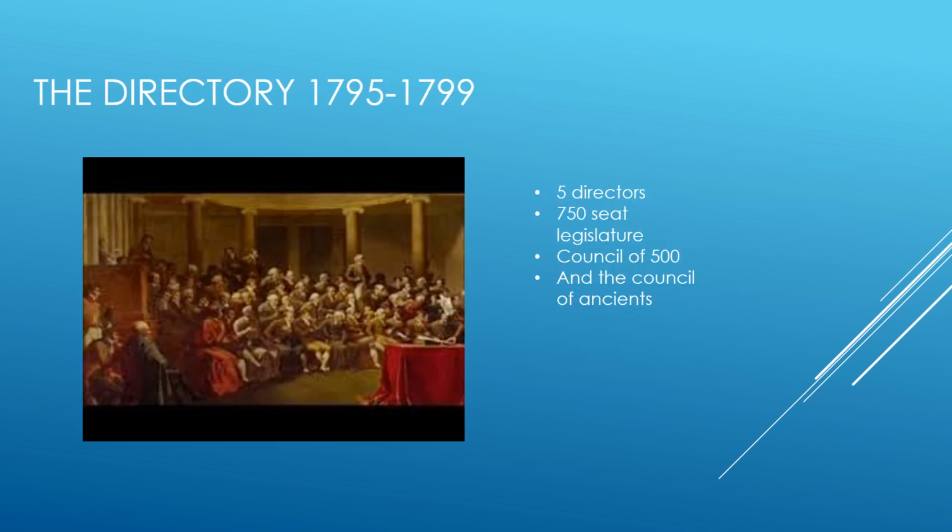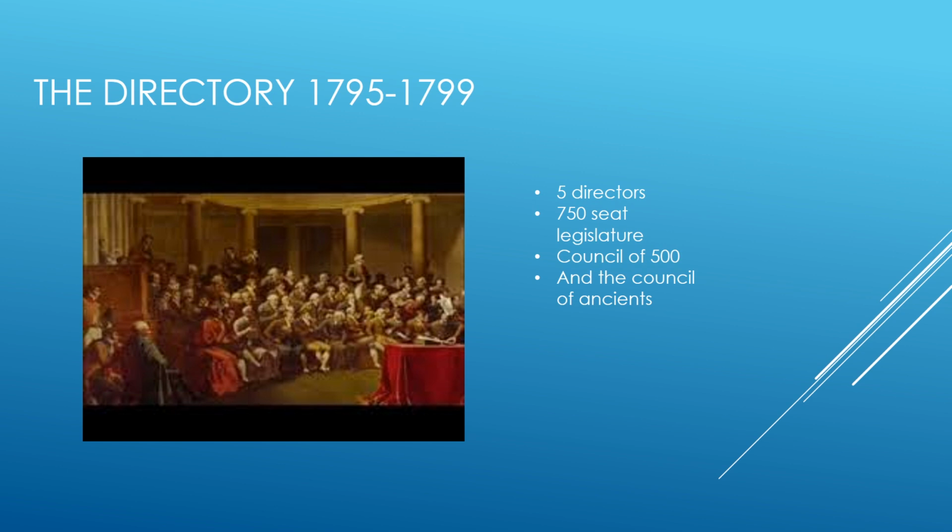Now, after the Thermidorian reaction, you're going to have the Directory being established. The Directory is a new government that was put in place from 1795 to 1799. It's basically a legislative oligarchy, if that makes sense, in which you have 5 directors who are basically the heads of the Directory. And then you're going to have a 750-seat legislature split up into 2 houses.